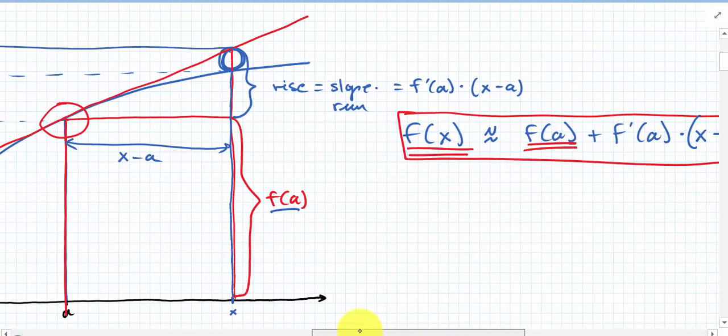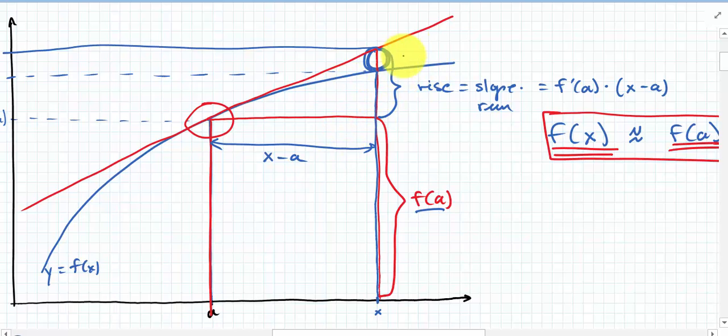Of course you understand, if I go very far from A, then that space, that error that I'm making, is getting larger and larger. The distance between the graph and the tangent line is increasing the further I go. It also depends on the function and how the function curves, the concavity.